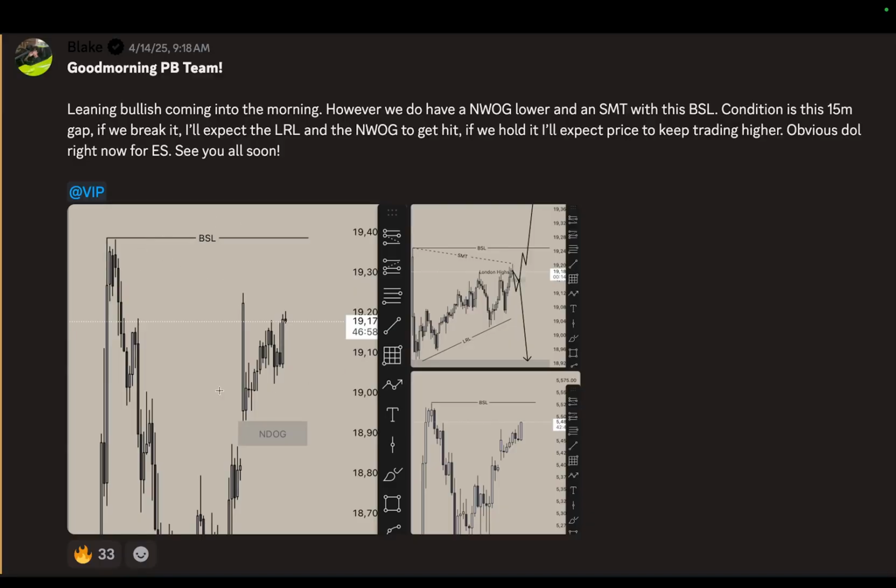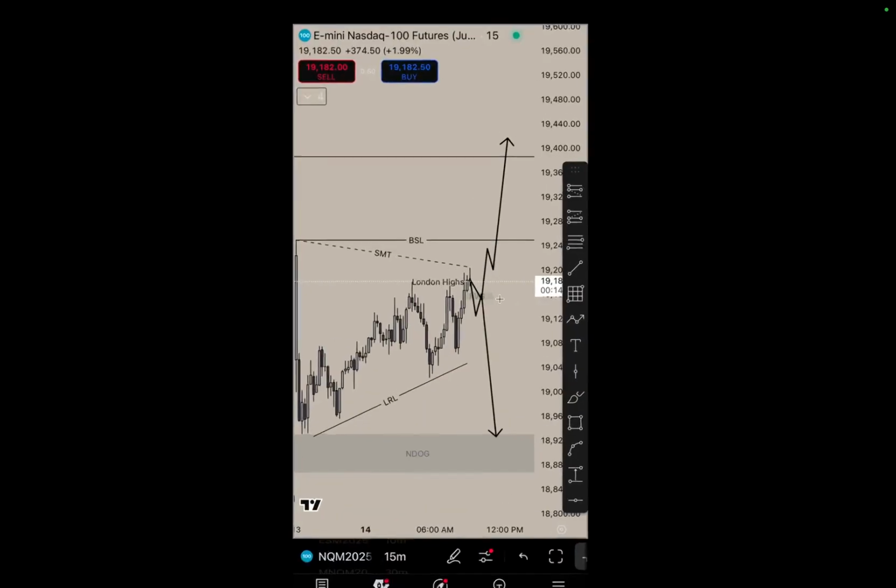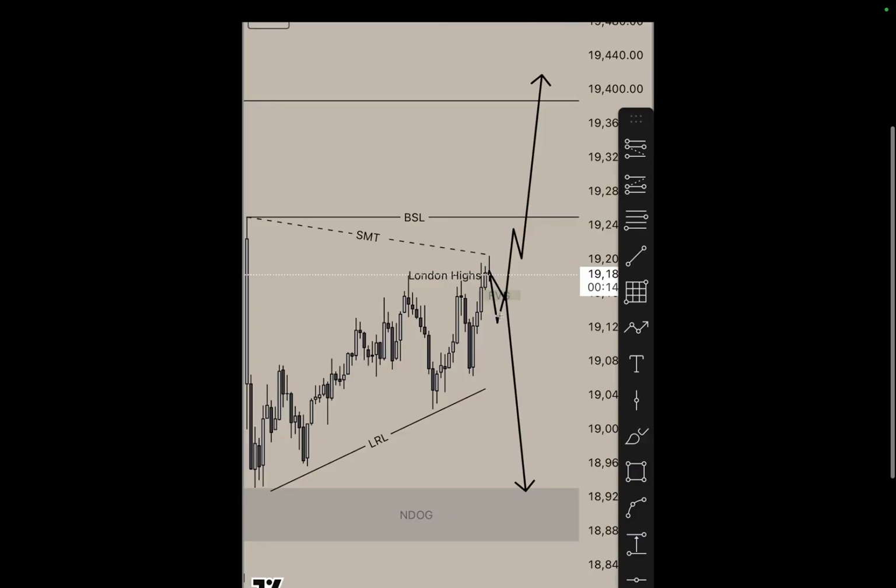So we were then delivering from buy side liquidity. And then what is the condition? This 15-minute gap. If we break it, then expect the low resistance liquidity and new day opening gap to get hit, right? As you can see here, this is the drawing I had marked out. If we break it, expect the low resistance liquidity in this new day opening gap. And if not, then we go higher.